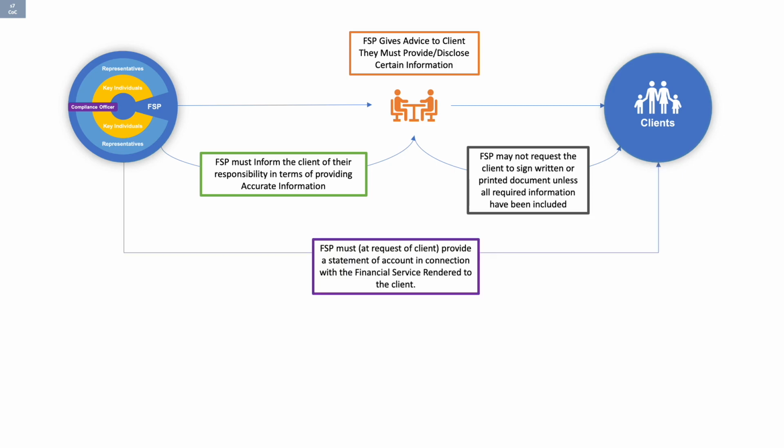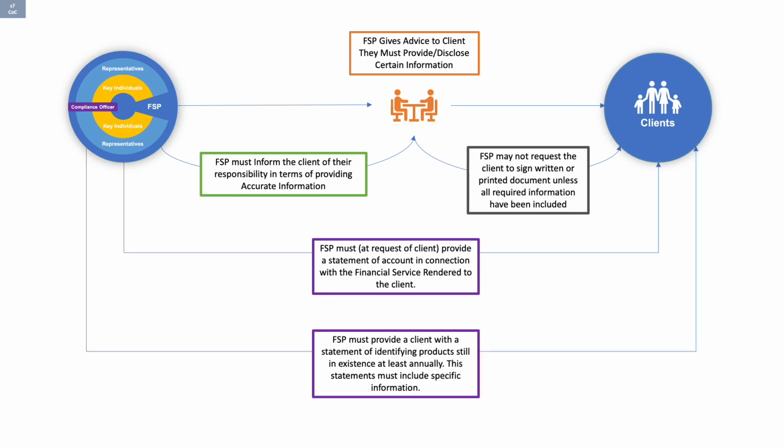The FSP must, at the request of the client, provide a statement of account in connection with the financial service rendered to the client. The FSP must provide a client with a statement identifying and listing financial products still in existence at least annually. These statements must include specific information, one of which relates to fees and commissions. We will explore this information a bit later.